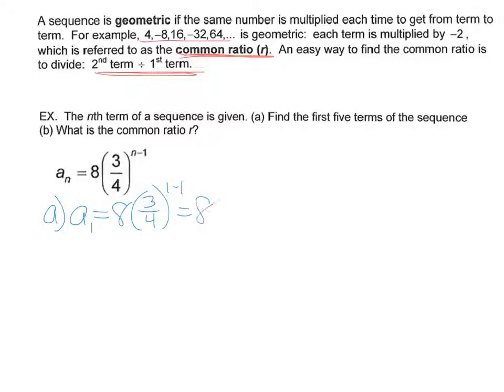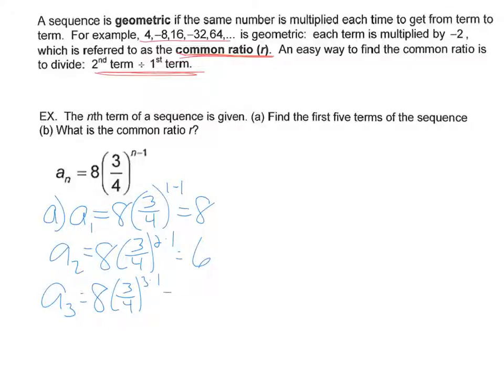Times 8 is 8. And then a sub 2, we would replace all of the n's with 2. And we get 6. A sub 3, replace all of the n's with 3. And that comes out to be 9/2, and so on. And so a sub 4, plugging a 4 in for all the n's, turns out to be 27/8. And when we put a 5 in for all the n's, a sub 5 is 81/32. So those are the first 5 terms of the sequence.